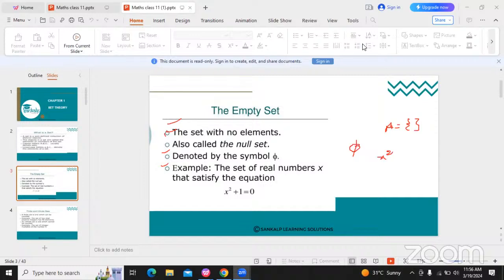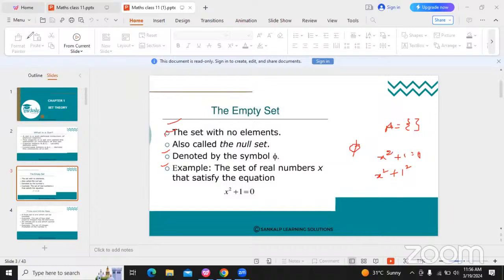Now, x square plus 1 equals 0. It can also be written as x square plus 1 square, so that is a square plus b square, which can be written as a plus b into a minus b, equated to 0. So both elements should be 0. So we also call it the null set.